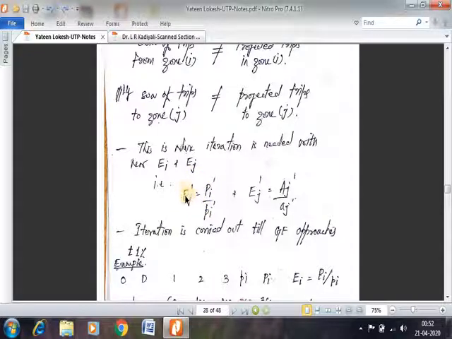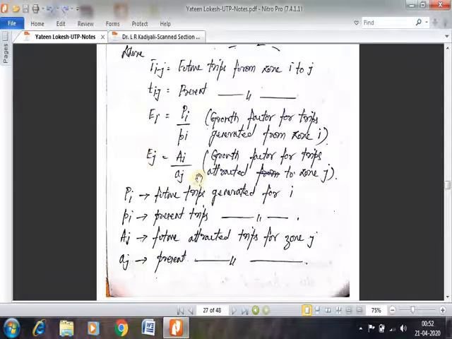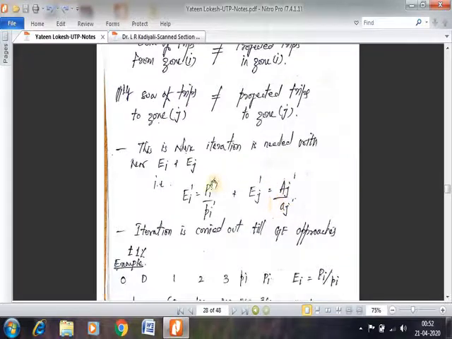So mathematically we denote it as capital Ei dash and capital Ej dash. So capital Ei dash is equal to capital Pi dash divided by small pi dash. Similarly, capital Ej dash is equal to capital Aj dash divided by small aj dash. Now this equation is same as the ones that I already have explained to you. So you might be knowing what is pi, capital Pi and small pi. So these are the new ones that we are taking into consideration.